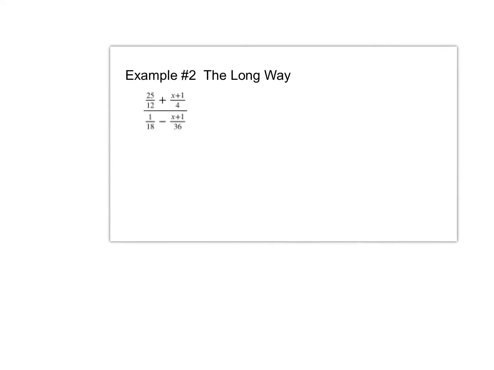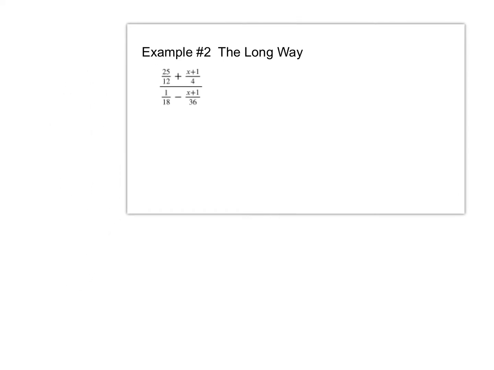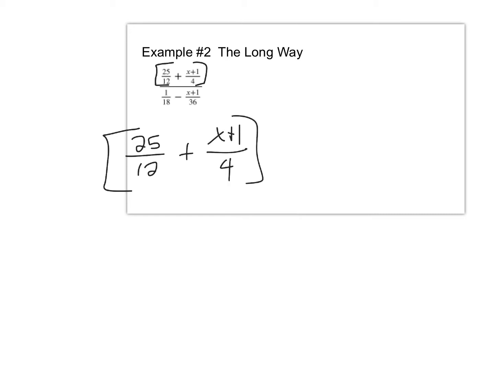All right, so something a little more advanced. We look like this. So first thing I'm going to do is pull this apart. So this top piece, 25 over 12 plus x plus 1 over 4, divided by, because it says divided by. Then we have the bottom, 1 over 18 minus x plus 1 over 36.